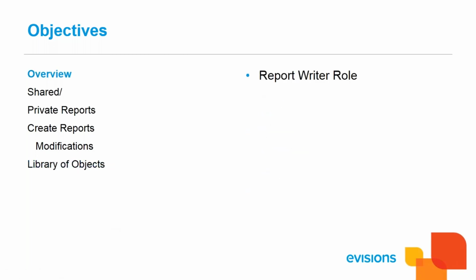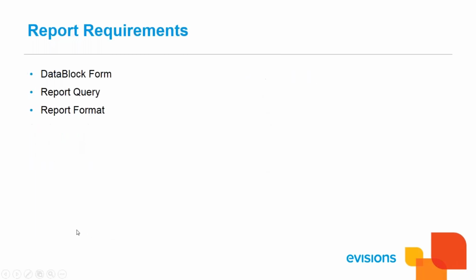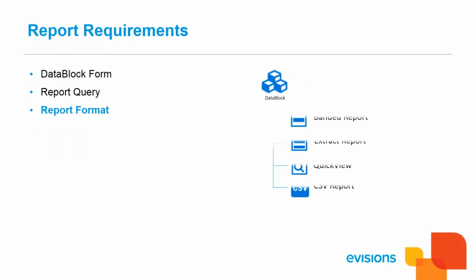First, we're going to provide an overview of what the report writer does. To create a report, there are 3 things we will need: a data block form, the report query, and a report format. As a report writer, we use the information coming from the data block and create the report format for the report viewers to see. So as a report writer, we're dependent on the information coming in the data block to create our reports.